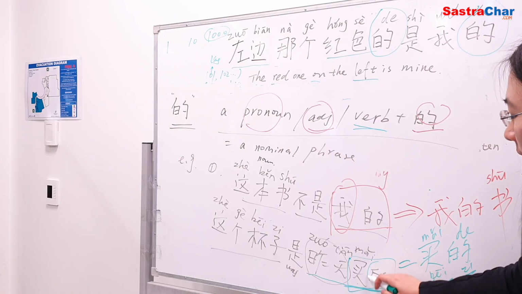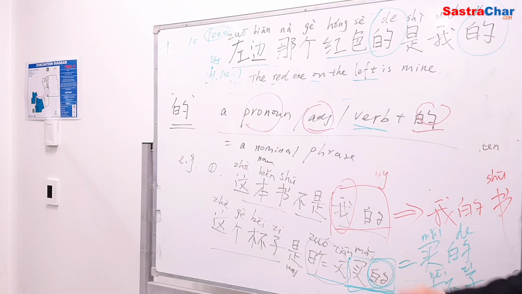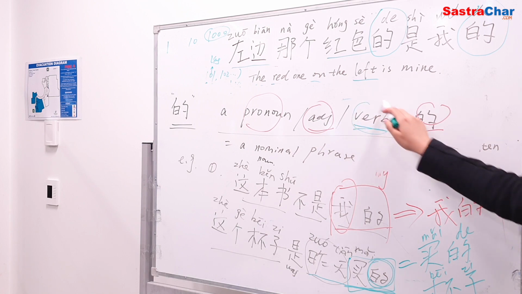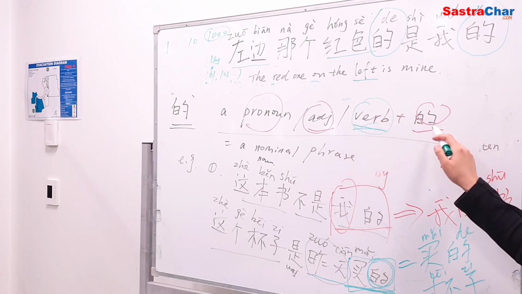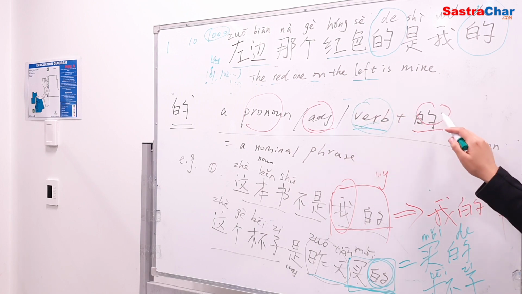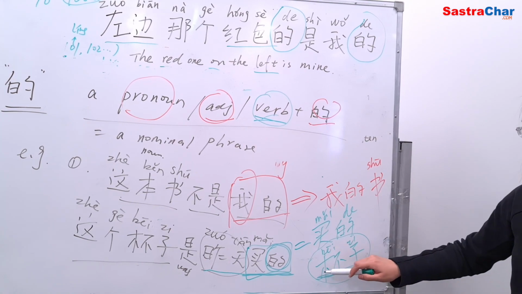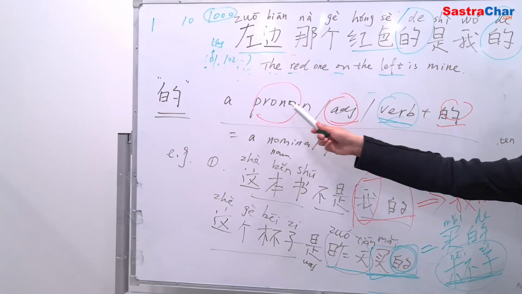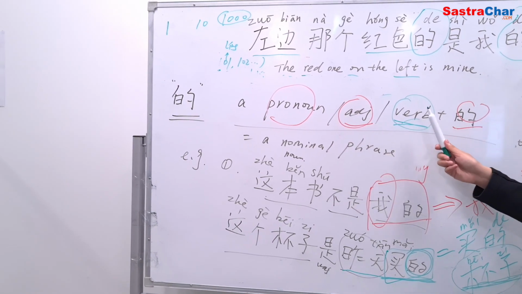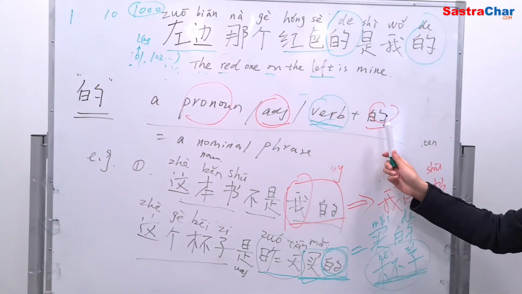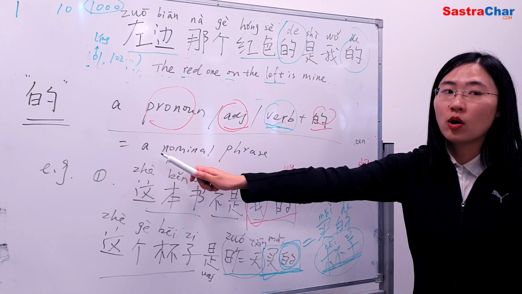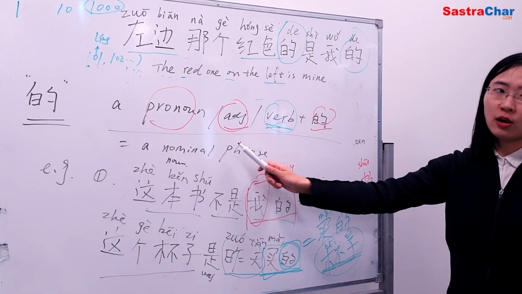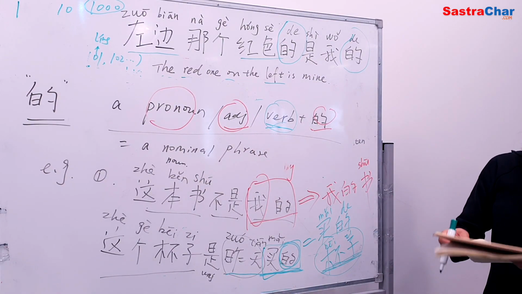So here, the 的 is in this pattern, verb plus 的. Okay? Verb plus 的. And you can complete the sentence here. Yeah, and you need to add a subject, which is 杯子 here. Okay? So a pronoun, an adjective, or a verb plus 的 equals a noun phrase, a nominal phrase. Okay?